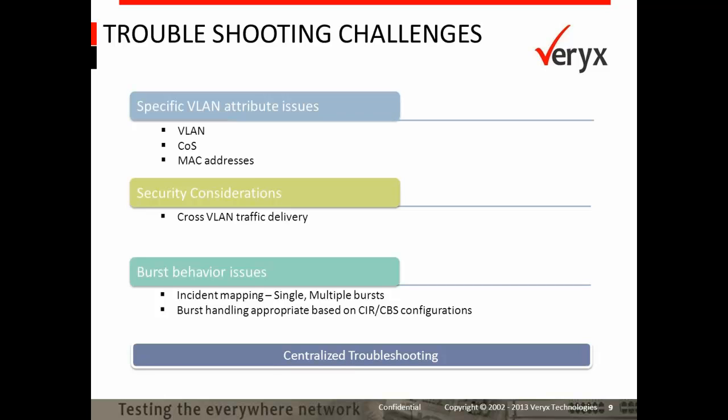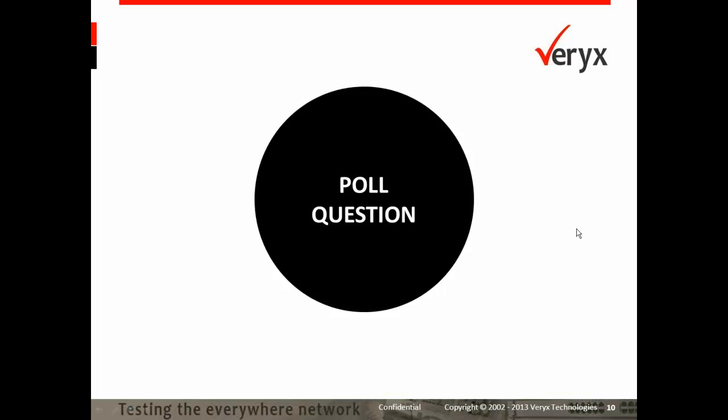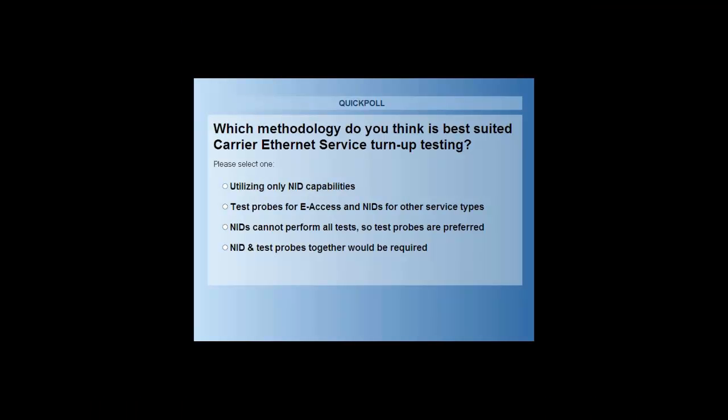And before we move on to providing a demo of the solution, it's a quick poll, and I request the audience to share what they think is best suited for the Carrier Ethernet service turn-up testing. Just 30 seconds of your time. Please share your thought as to what would be best suited. Is it just based on the NID capabilities, or a combination of a NID and test probe with additional features, also a solution which can provide sufficient reports, or what would help?